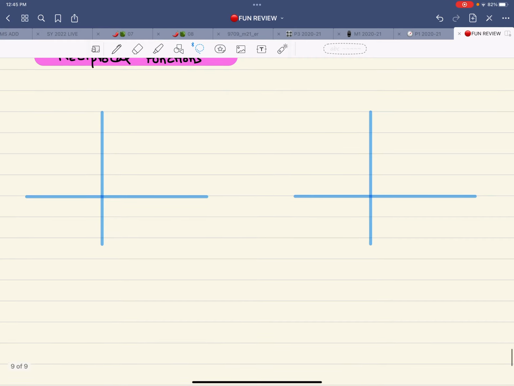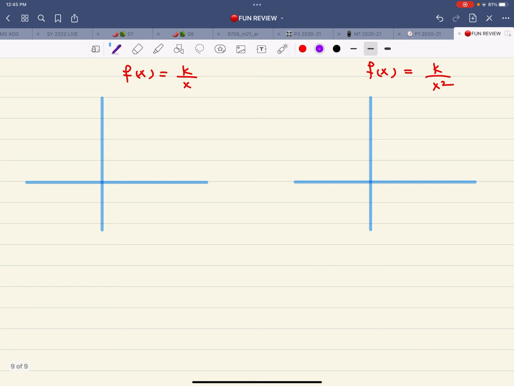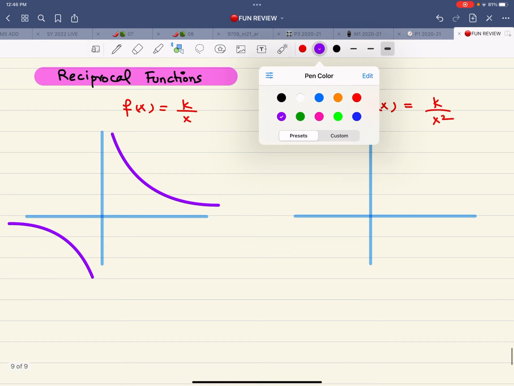The first graph is of the form f(x) equals a positive constant divided by x. The other one is f(x) equals any positive constant divided by x squared. The first graph looks like this, in the first quadrant and the third quadrant, something like this. The second graph is something like this.